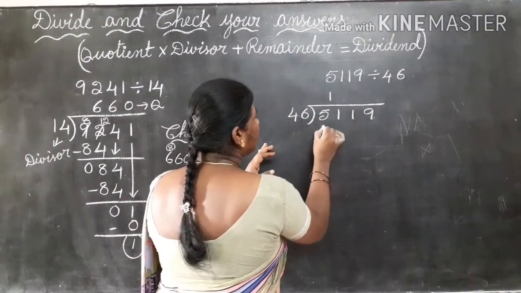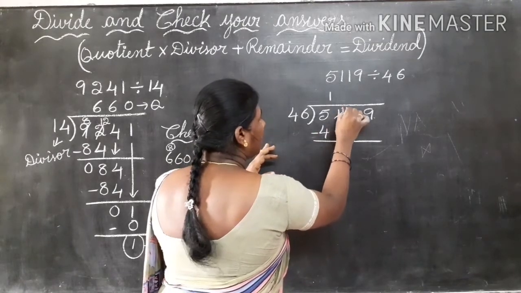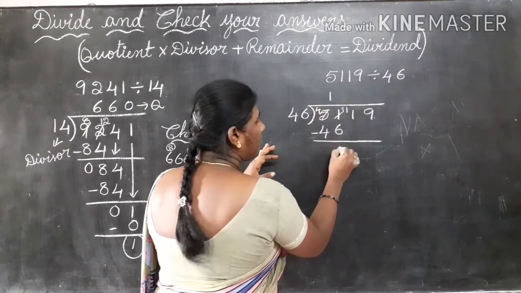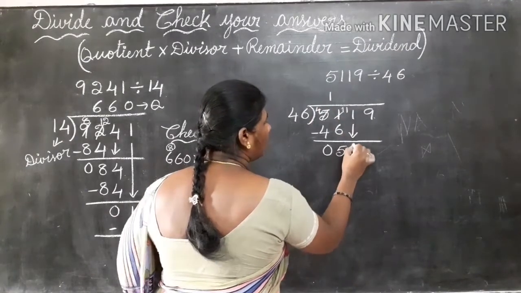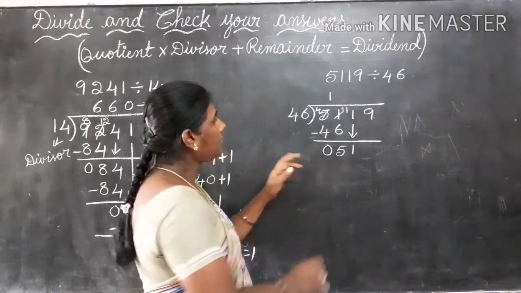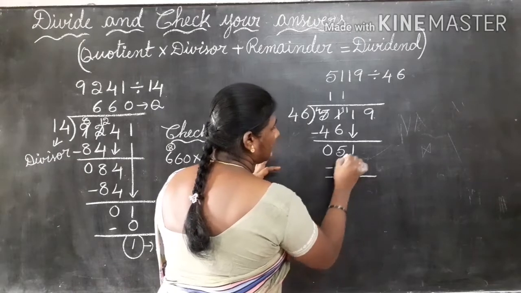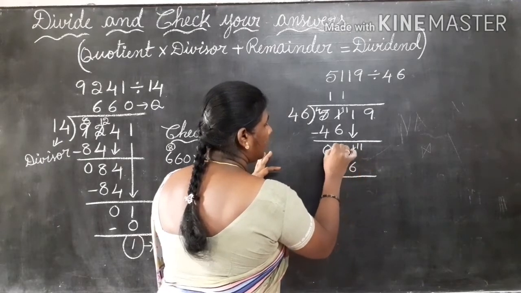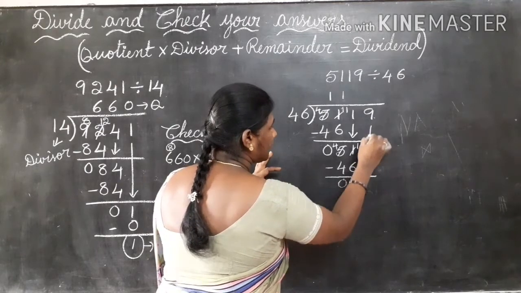46 ones are 46. Minus here, 11. Here 4. 11 minus 6, 5. 4 minus 4, 0. Next again take 1. Same again, 46 ones are 46. 11, here it is 4. 11 minus 6, 5. 4 minus 4, 0. Next take 9.